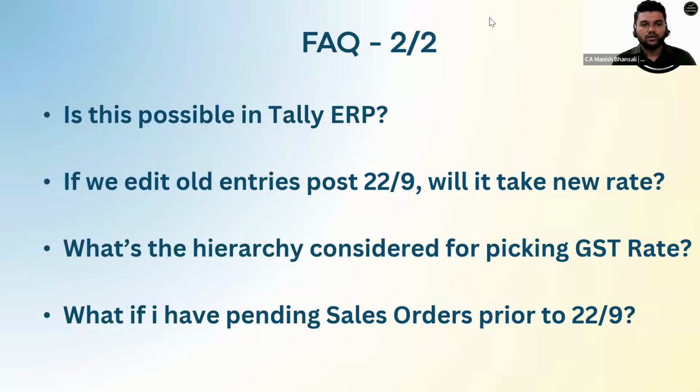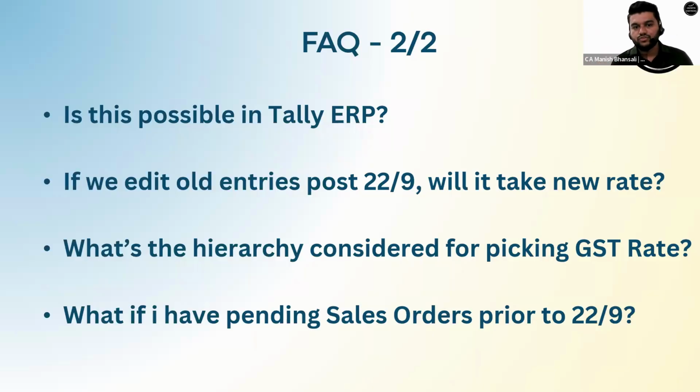Next question we had got is, if we edit old entries after 22nd of September, will it take the new rate? The answer is no. The only metric to determine which rate it will pick up is not when you do the entry, but what date you select, right? So if there's an entry of, let's say, 17th of September and you want to make some changes in the sales invoice or the purchase invoice, that will not change the rate, because the metric to select which rate to be picked up is the date that you select, not the date on which you enter.